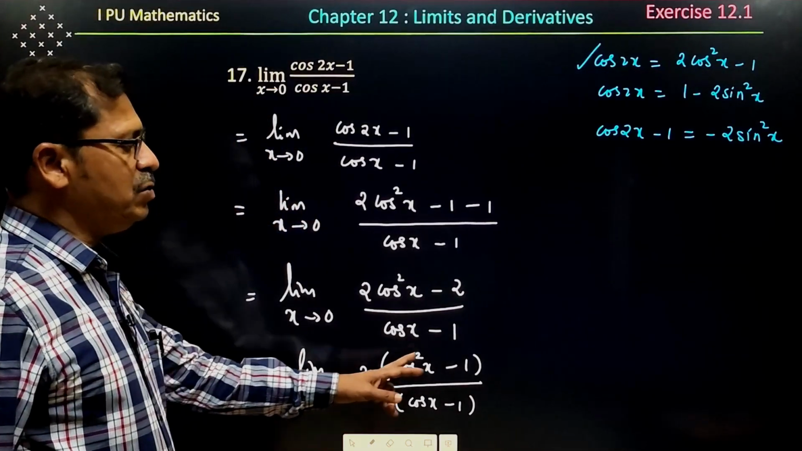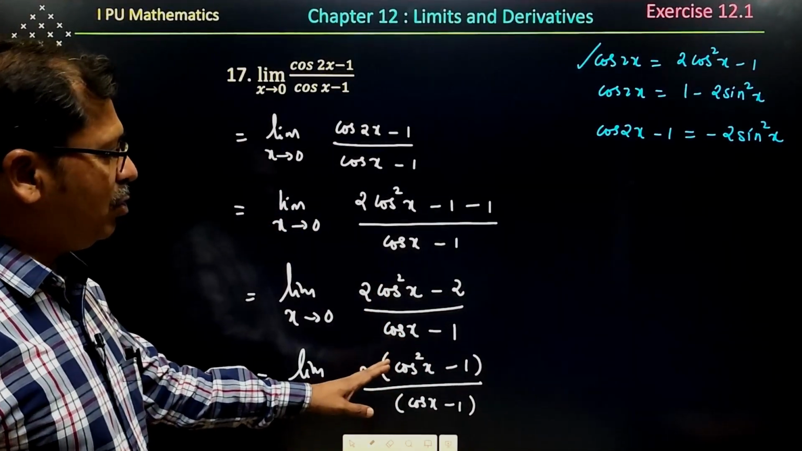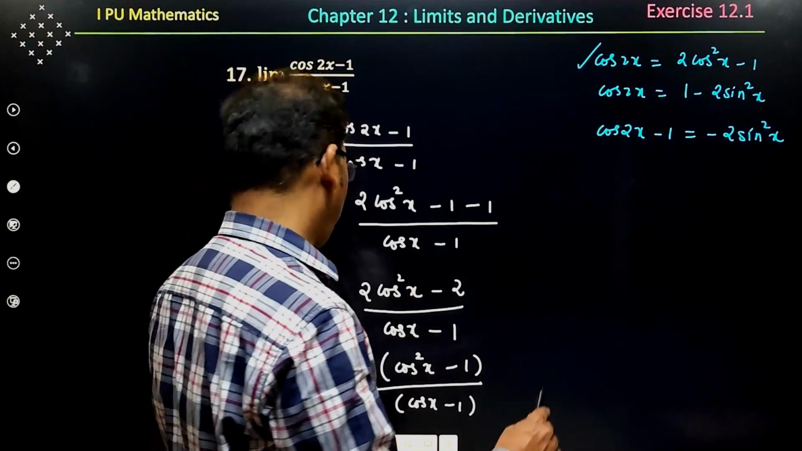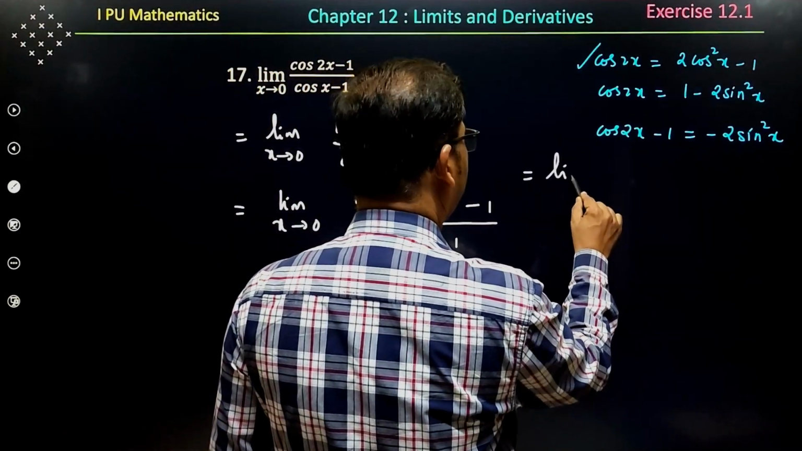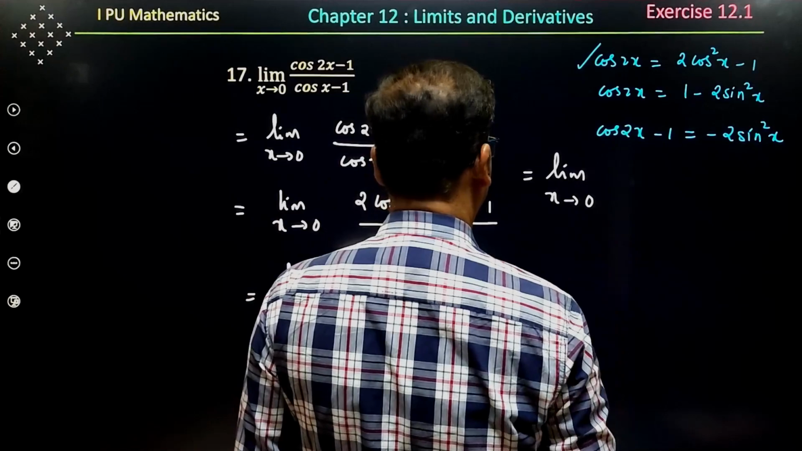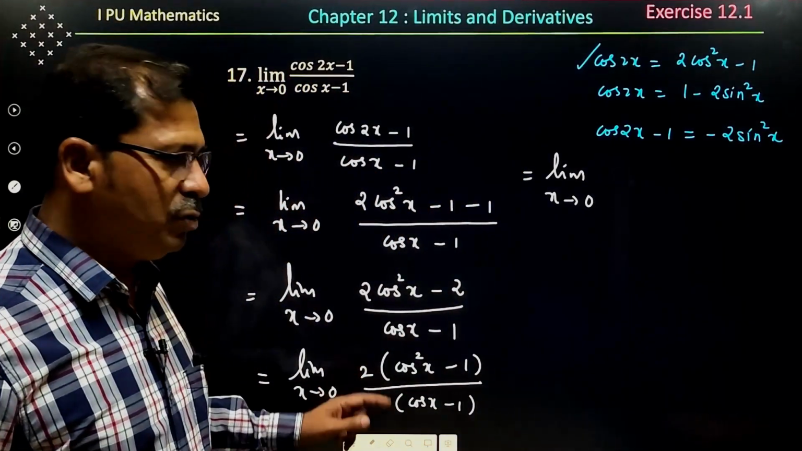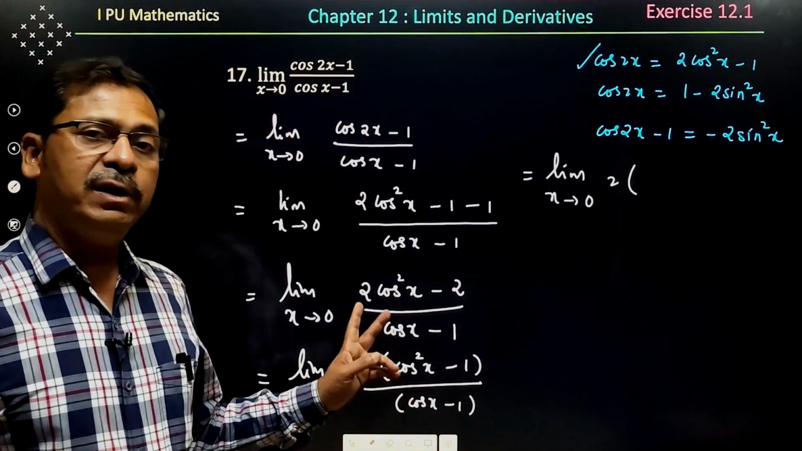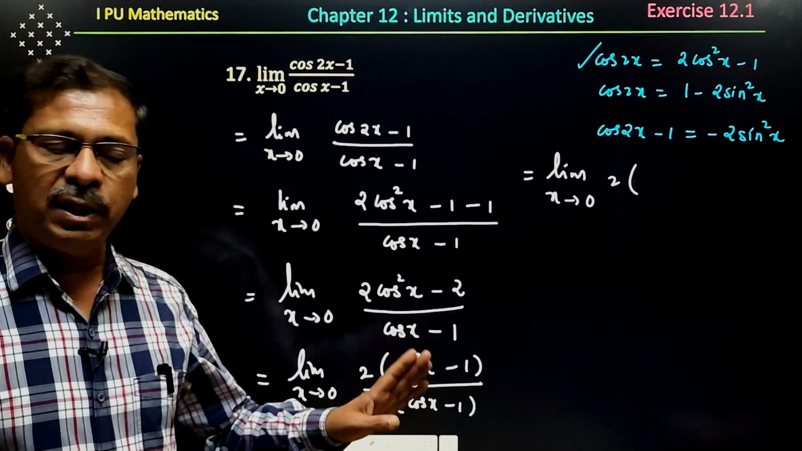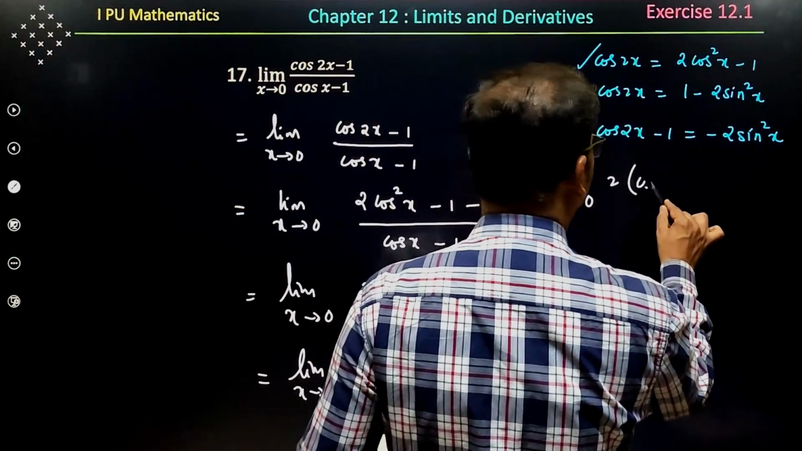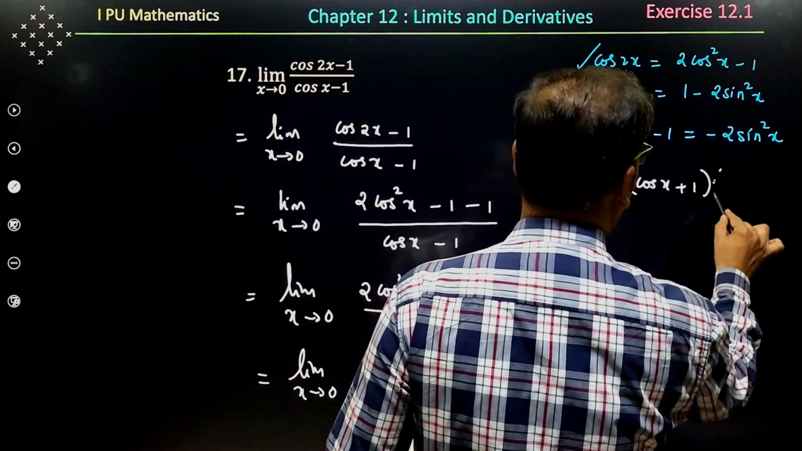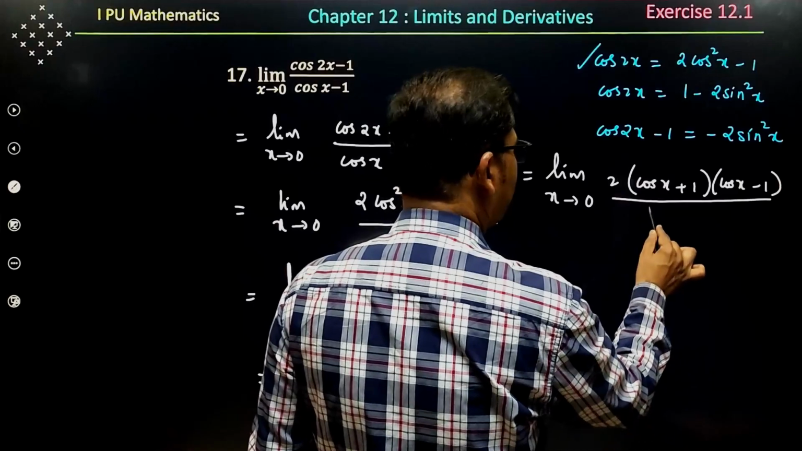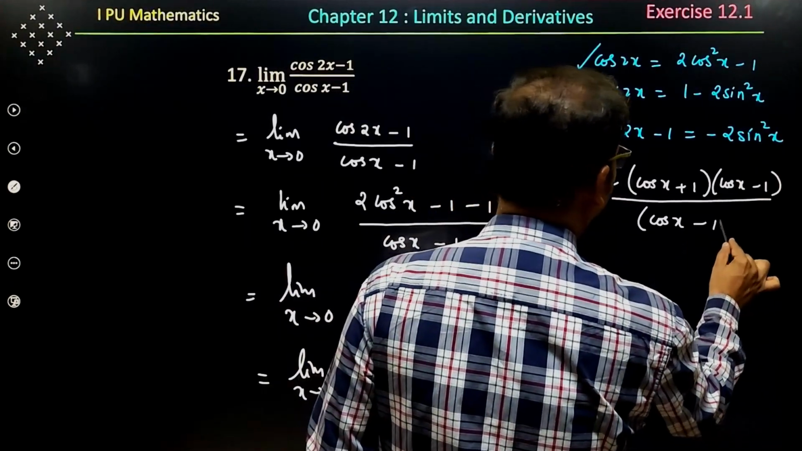Now cos square x minus 1 can be thought of as cos square x minus 1 square, that is a square minus b square. So a plus b into a minus b formula apply here. So this becomes limit x tends to 0. Please concentrate here. 2 outside you write as it is, 2 bracket cos square x minus 1 square. A square minus b square: a plus b, cos x plus 1, a minus b, cos x minus 1 here. This is one thing divided by cos x minus 1 here. This is cos x minus 1.